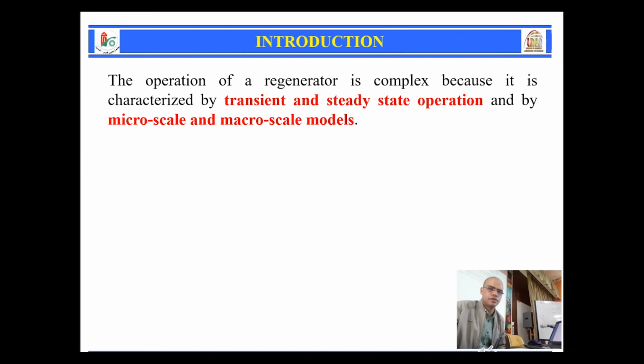The operation of the regenerator is complex. The operation of the ACR, active caloric regenerator, is complex because it is characterized by transient and steady state operation and by microscale and macroscale models.